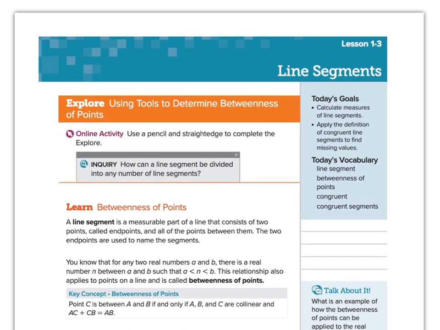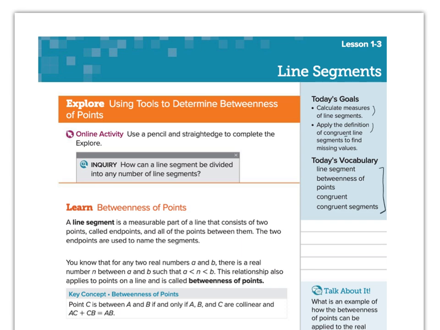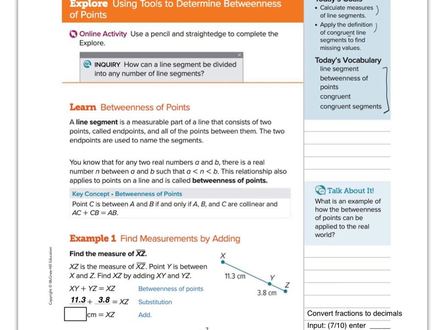some things we're going to talk about: calculating measurements. We're going to talk about applying the definition of congruent lines. Congruent will be a new term for us this section. Here's our key vocabulary that we're going to talk about. So beginning, betweenness of points.